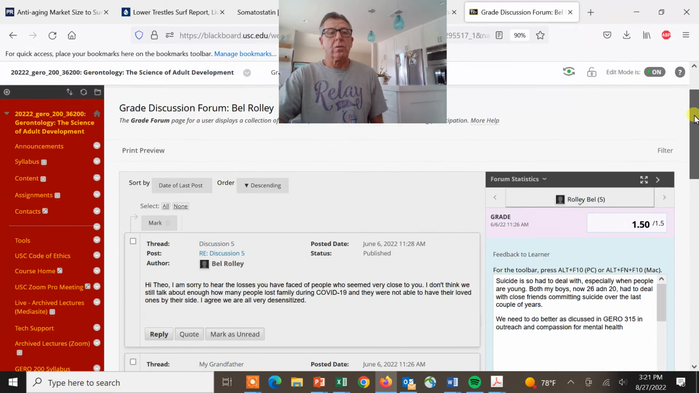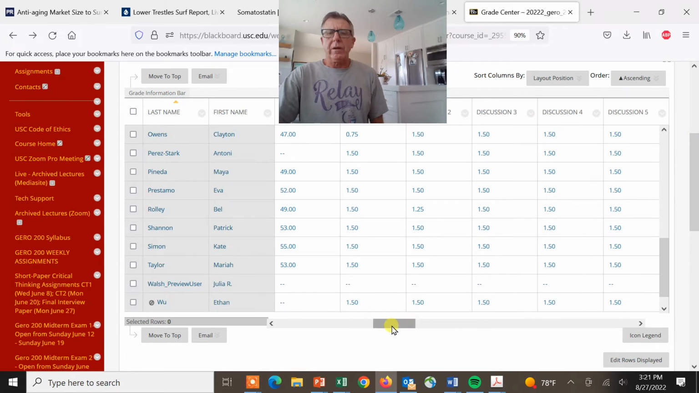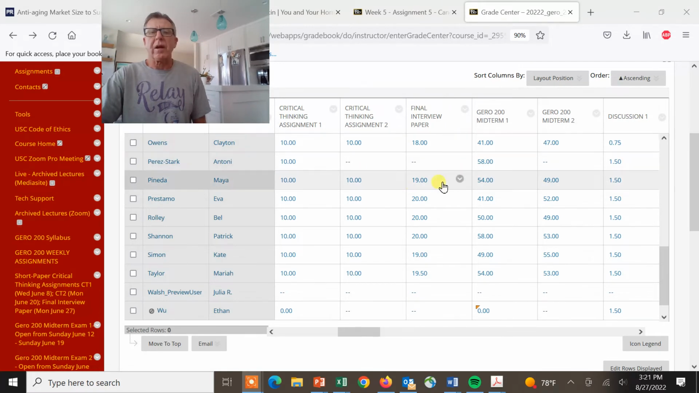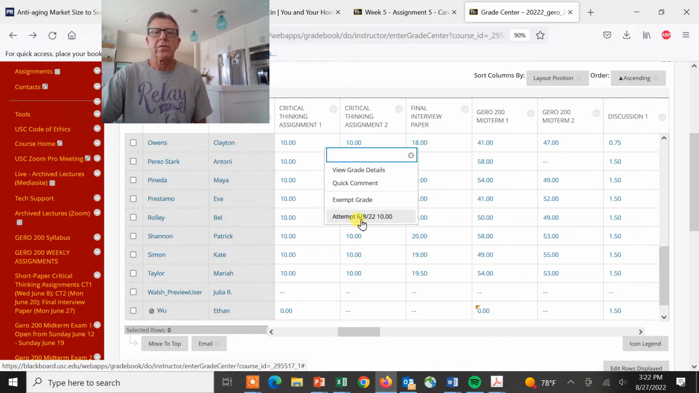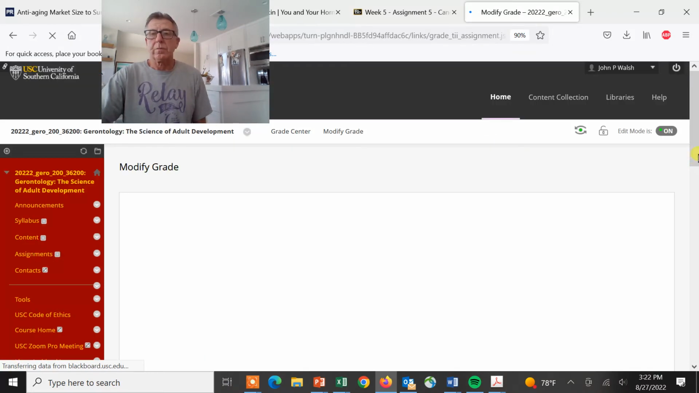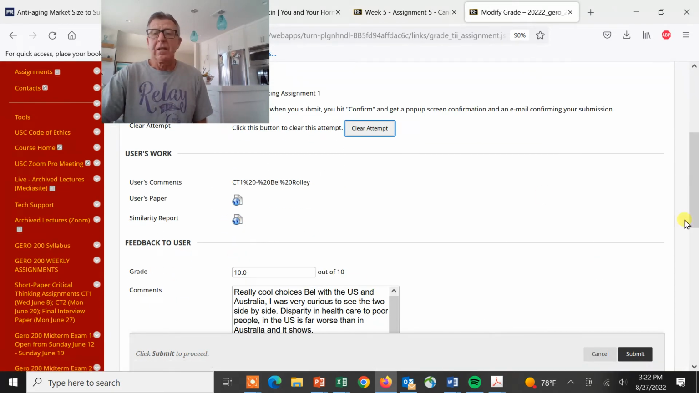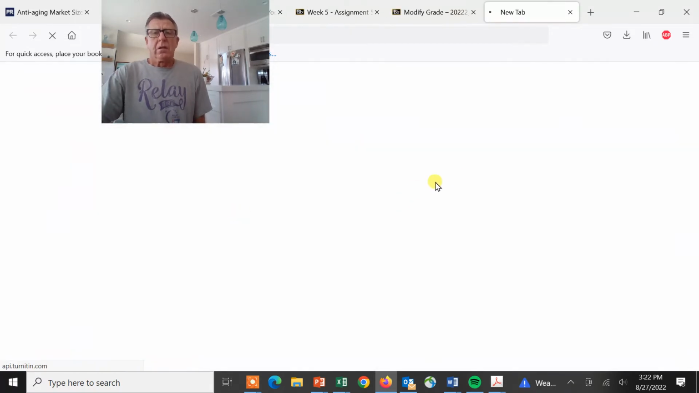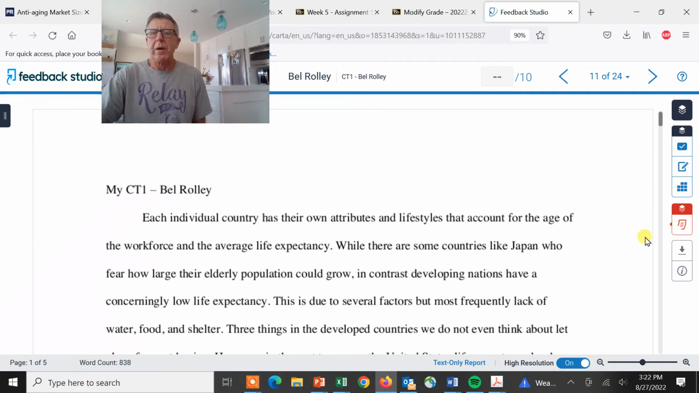When we get into deeper parts, and Julie will go over this, when we go into the critical thinking assignments in the paper, there's a bit more grading that goes on. So let's look at Belle's first critical thinking assignment. The way you do this is you do a similarity report, and she got a 10. What I do is I will often open up the system twice. Here's the Turnitin report for her paper. We look right here: 1%.